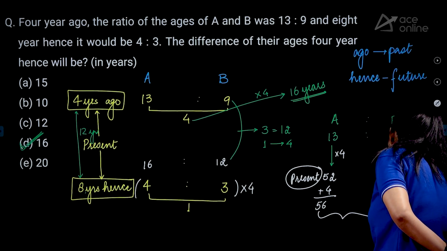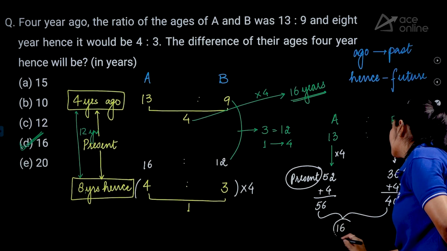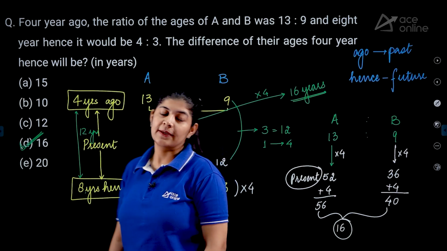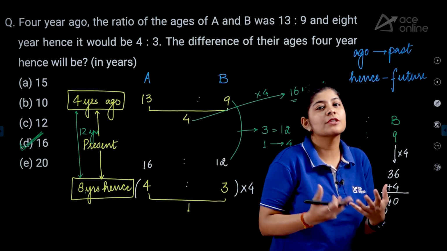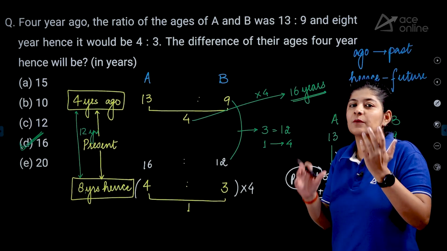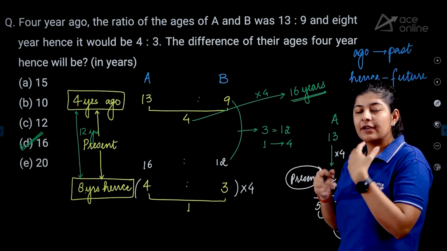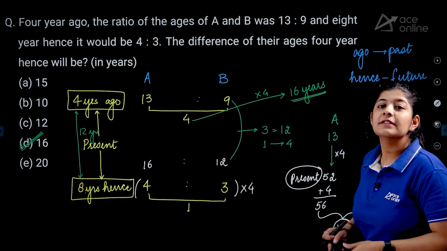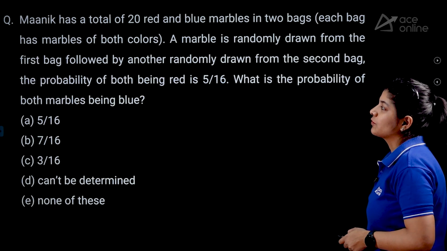And if you find out the difference between these two, it will again remain the same, that is equal to 60. So whenever we are having questions from this concept, the concept of ages, we have to take care of this point: the difference of the ages of two specific people will always remain the same. Is it clear? Okay. Next question.